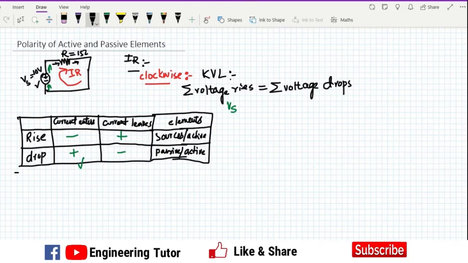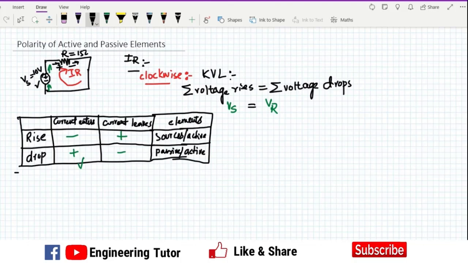This is the passive element, so that's why the polarity here is positive and negative, and this is again the voltage drop, denoted by V of R. I think it is clear now how to define the polarities of the passive elements, because for the active elements it is already defined, and in this scenario the voltage across the active element is the rising voltage.